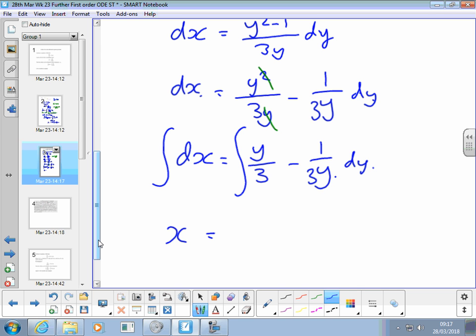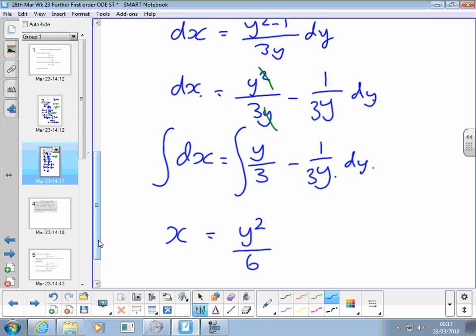Now, where are we going? How do we integrate y over 3? Well, let's integrate y for a minute. What's the process? What's the index of y? So what do we do? Add 1 to the index and divide by the new index. So we get y squared over 3 times 2, which is 6.